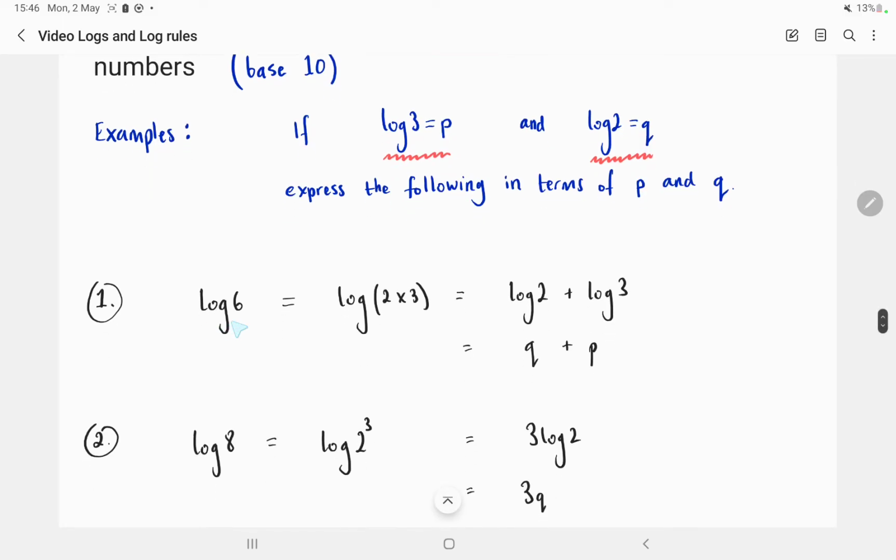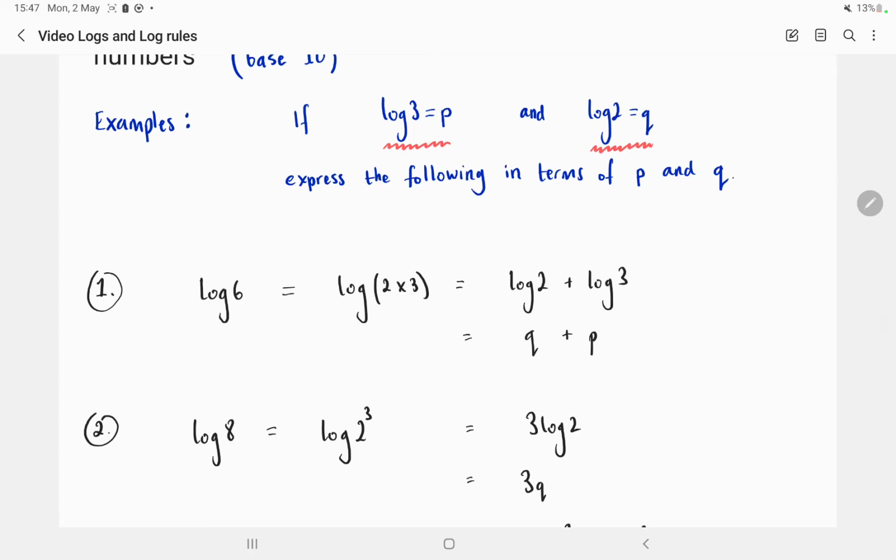So log 6 can be expressed as the log of 2 times 3, which can then be expressed as the log of 2 plus the log of 3. And because these are in our question, log 2 is q and log 3 is p, the answer is q plus p. The second one, log 8, well I can express that as 2 cubed, which can then be written as 3 log 2, which is 3q, because q is log 2.